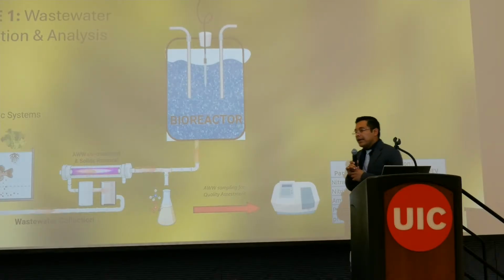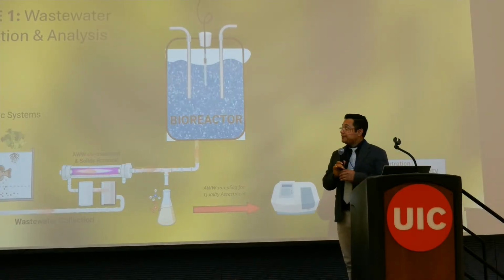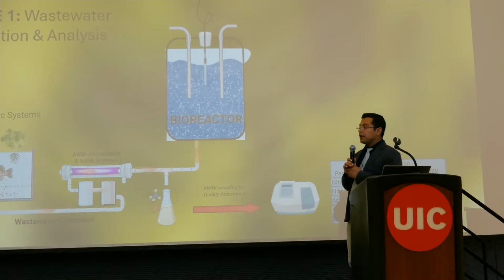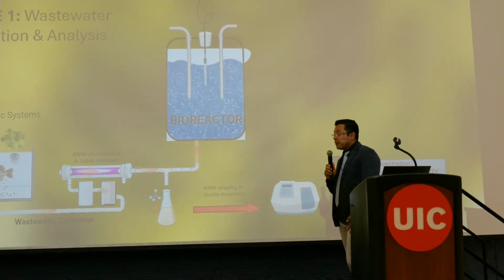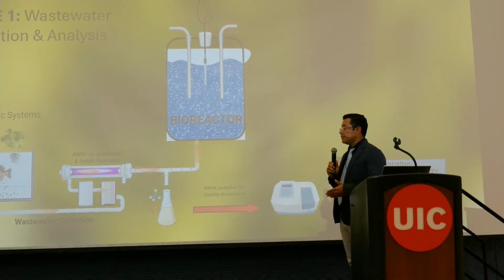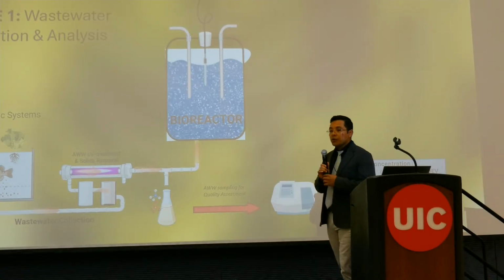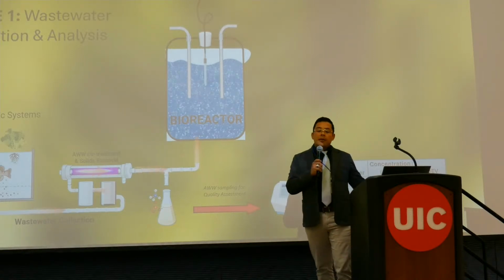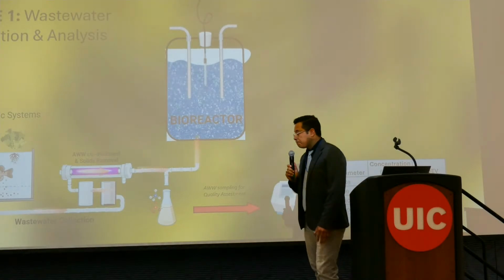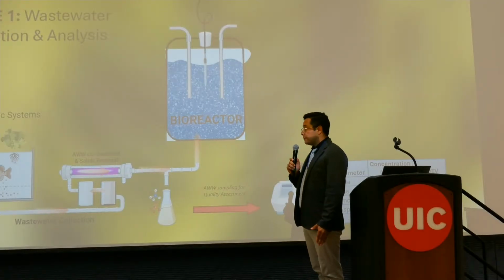Now let's take a look at the experimental process. The experimental process was divided into 3 stages. The first stage was the collection of the wastewater and the analysis. As I mentioned, we use wastewater coming from our aquaponics systems.